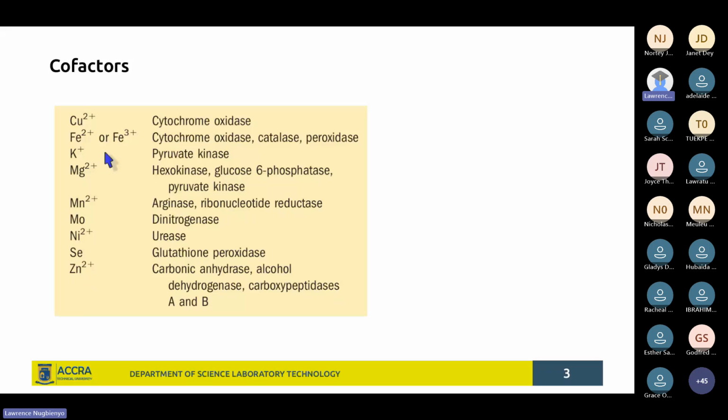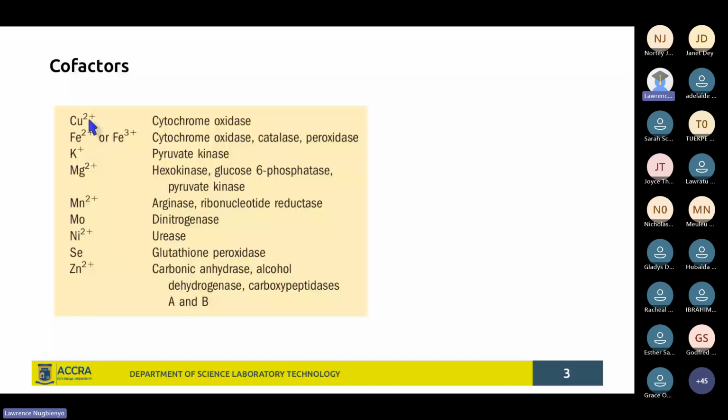You have these cofactors that are actually required. When they bind to some specific portions, particularly the active sites of these enzymes, they give these enzymes a particular configuration so that they are able to interact with their substrates. So every enzyme will have a certain cofactor that it requires to be active.